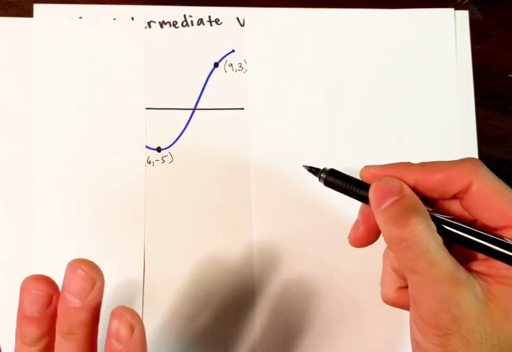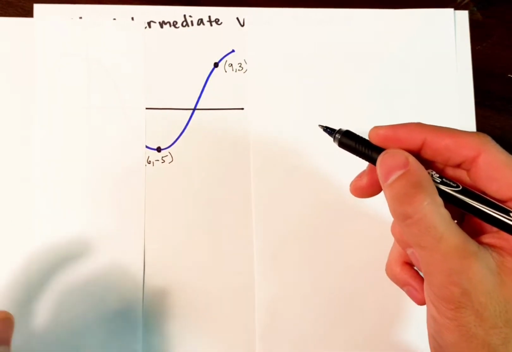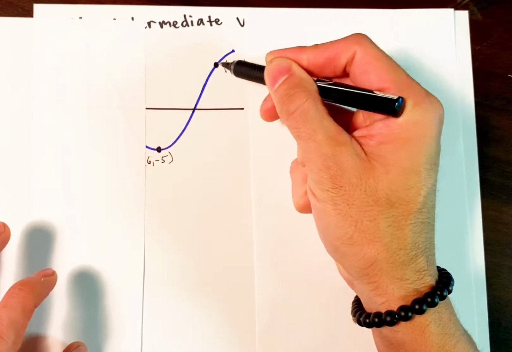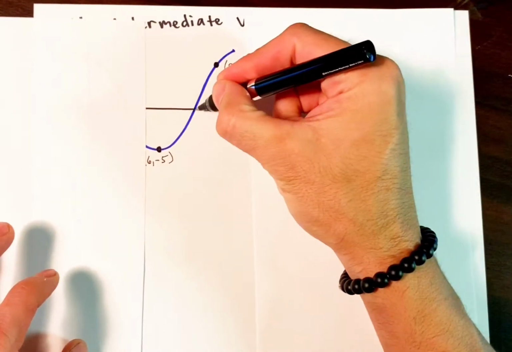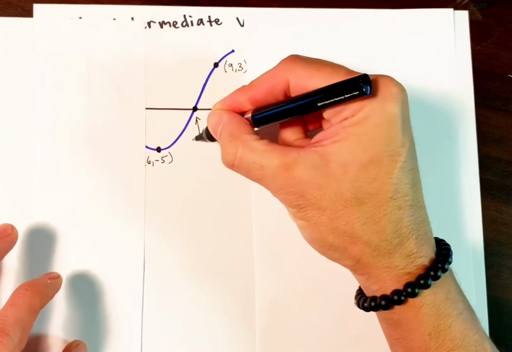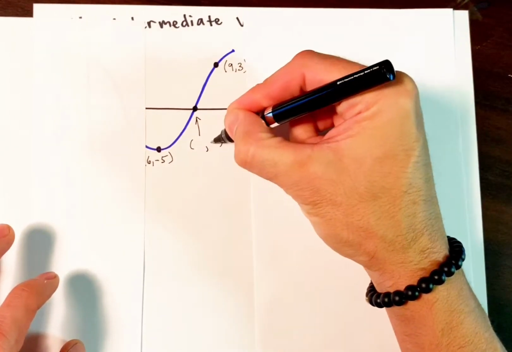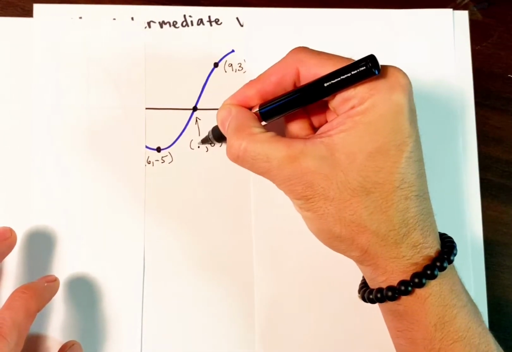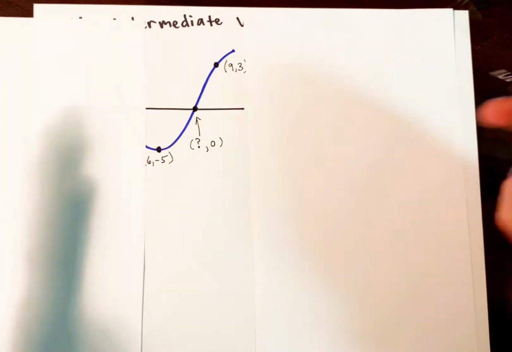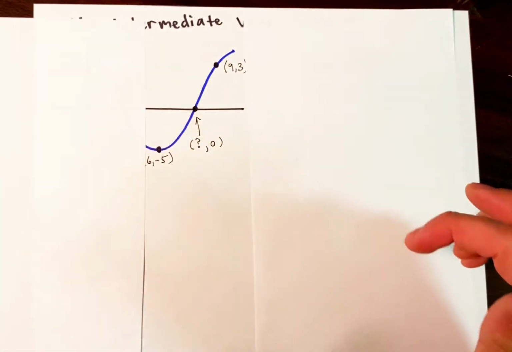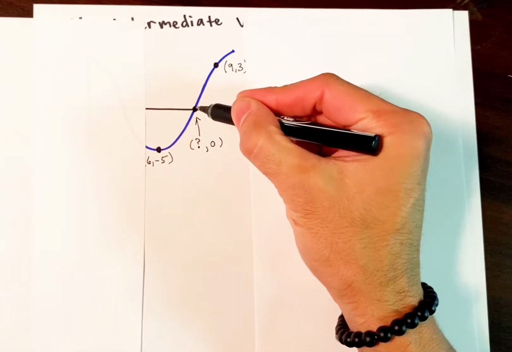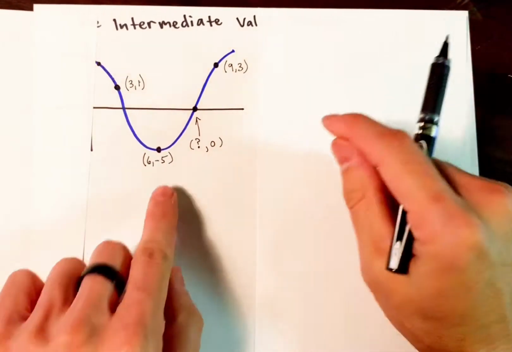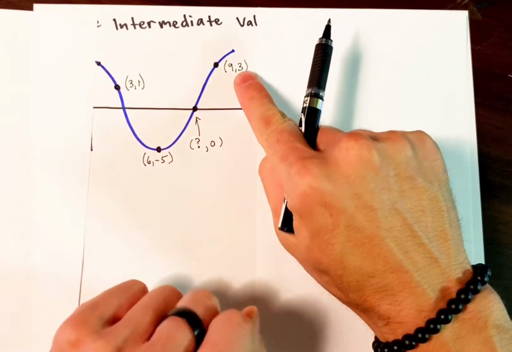So somewhere along the way, we cross the threshold from negative y coordinates into positive y coordinates. That means that at some point along the way, we passed through a y coordinate of 0. Precisely where did it occur? I don't know yet. I don't know specifically right now, but I do know that there is a location where the y coordinate is 0 because we went from a negative to a positive.